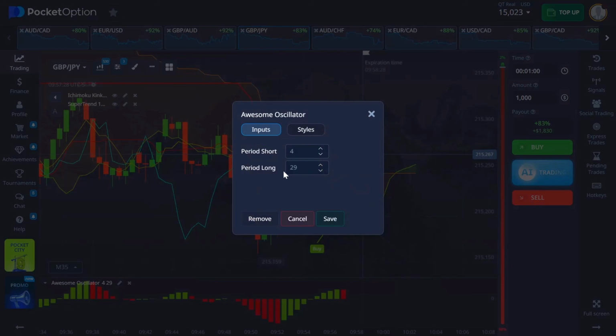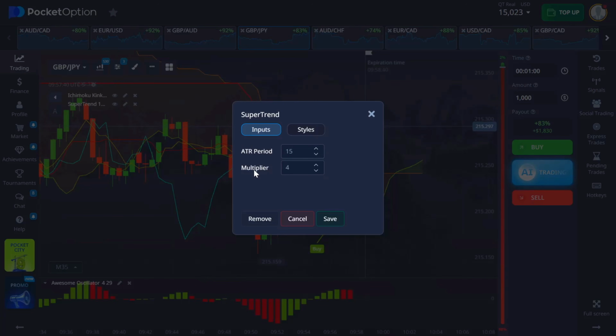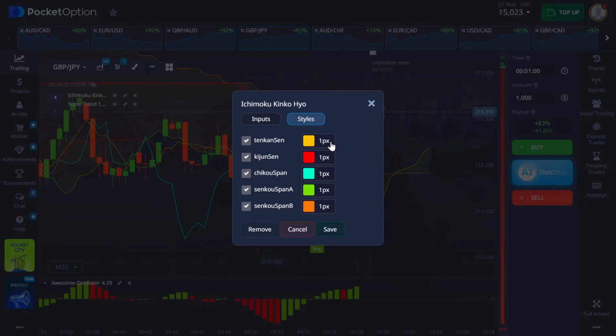These are the settings of the Awesome Oscillator. The short period is 4, long period is 29, and the colors are green and red. For the Super Trend, it's basically the multiplier 4, ATR period 15, and then 2 pixels for that, 2 pixels for that. Ichimoku cloud is 5, 11, 52. The colors are basically these right here. So you guys can just copy the settings.